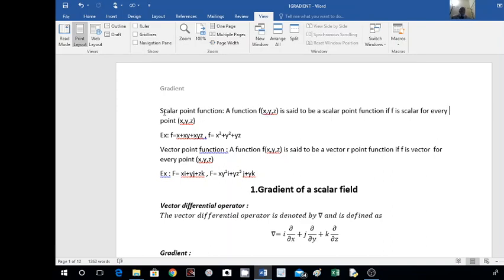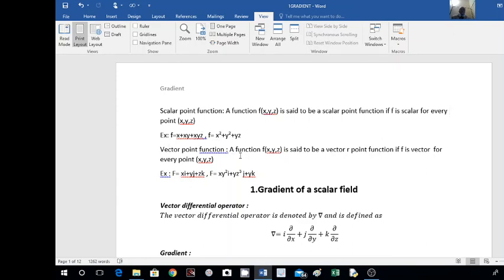Now we go for the scalar point function and vector point function. A function f of x comma y comma z is said to be a scalar point function if it is a scalar quantity for every point x comma y comma z. Examples of scalar point function are x plus xy plus xyz, and f is equal to x square plus yz. If you give any values to x, y, z, this f is nothing but a scalar one. Therefore, we say that it is a scalar point function.